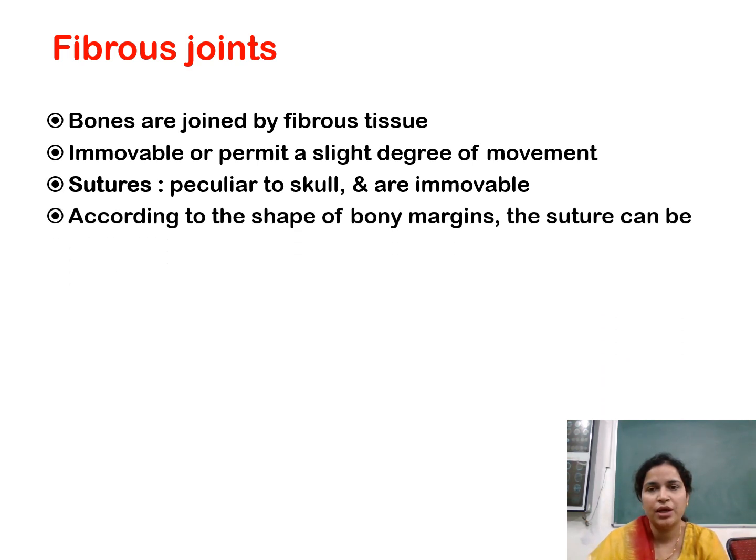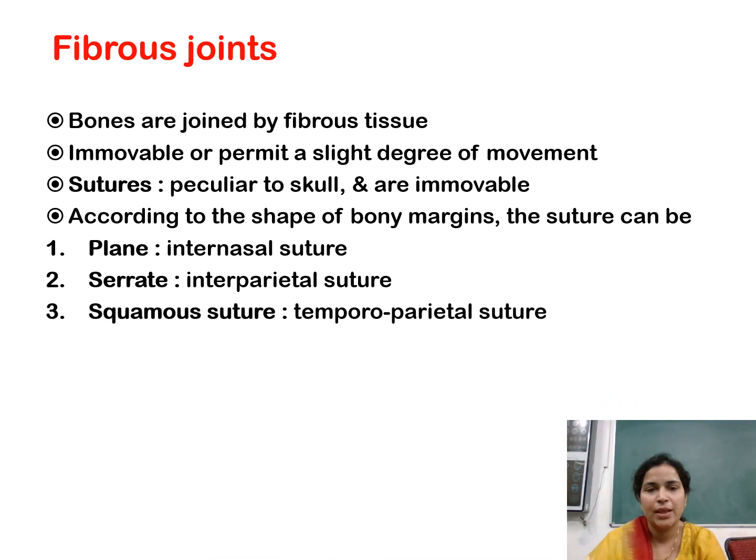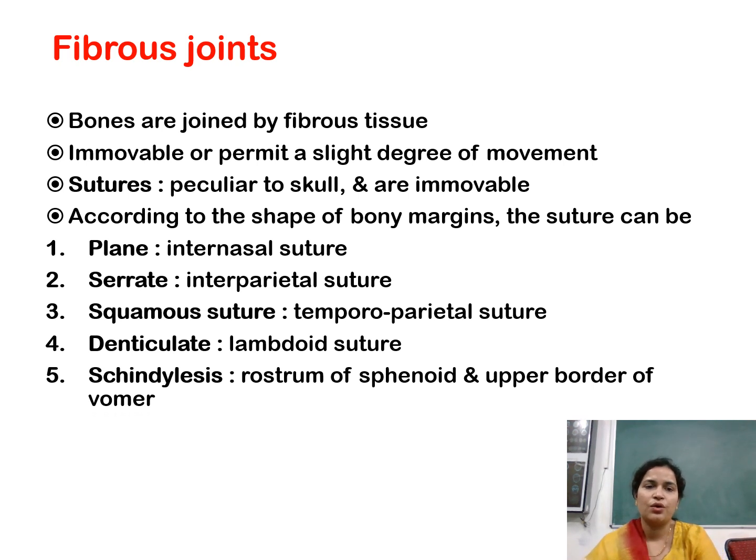According to the shape of the bony margins, a suture can be a plain suture, like the intranasal suture; a serrate suture, the interparietal suture; a squamous suture, the temporoparietal suture; a denticulate suture, for example the lambdoid suture; or schindylesis, the wedge and groove type, between the rostrum of the sphenoid and the upper border of the vomer. So these are the different types.